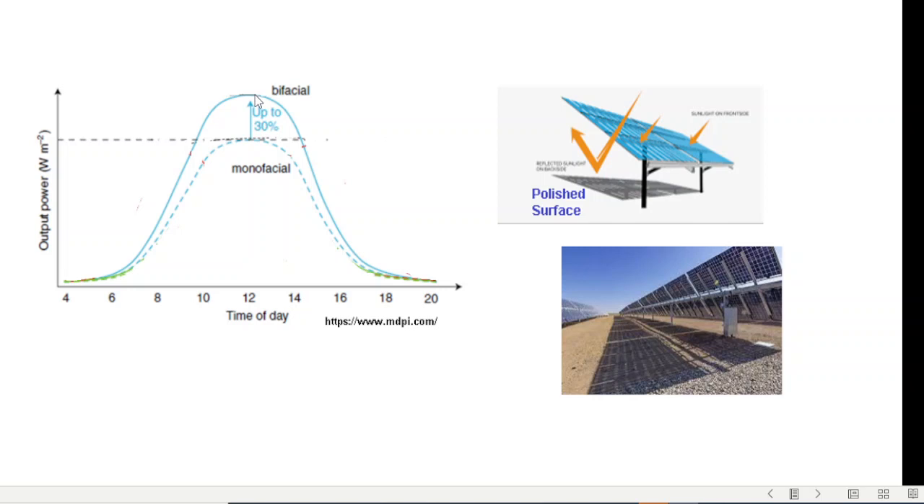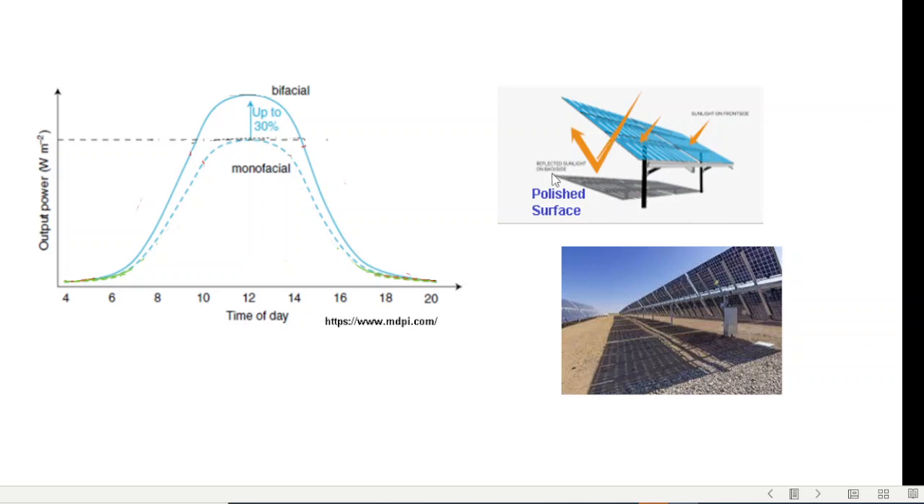So the bifacial is producing about 30% more power in this case from the monofacial. Now you can see at time of the day, at the midday, it is producing about 30% more. Now what is requirement for this is that the surface below has to be kind of a polished surface. So light falling on this, going down, and then reflecting back will produce the double, almost double the energy.